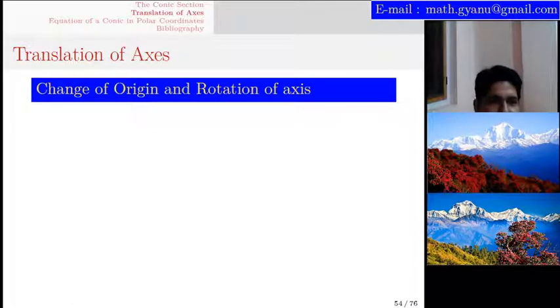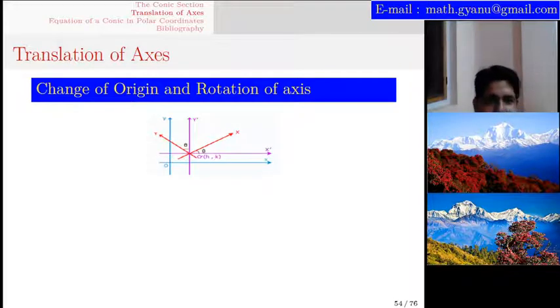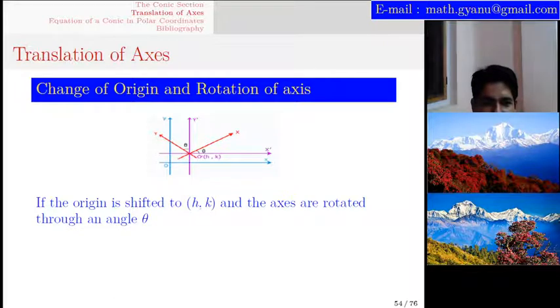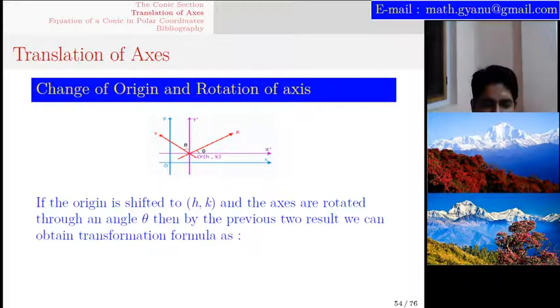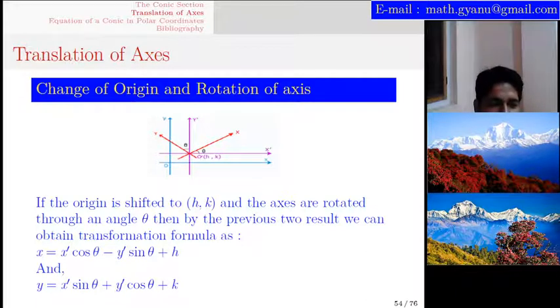Now the change of origin and rotation of axes. Without any explanation, I will simply state here: if the origin is shifted to (h, k) and the axes are rotated through an angle of theta, then by the previous two results we can obtain the transformation formula. The detailed derivation is left as an exercise, and I will simply state the formula: x equal to x prime cos theta minus y prime sin theta plus h, and y equal to x prime sin theta plus y prime cos theta plus k.